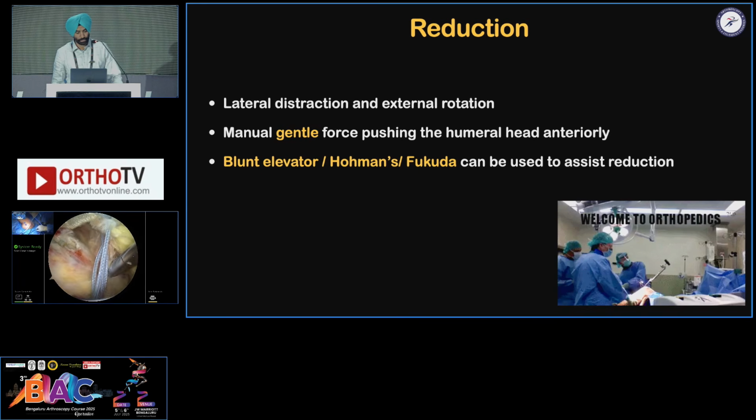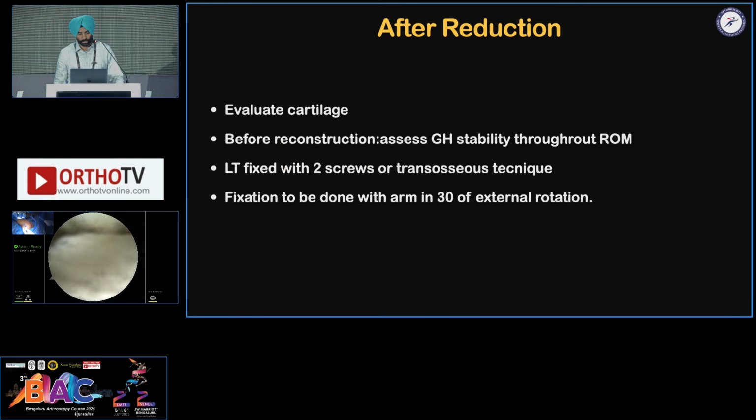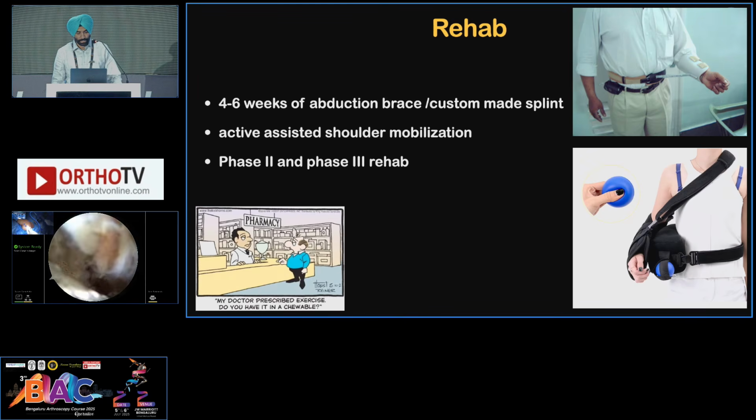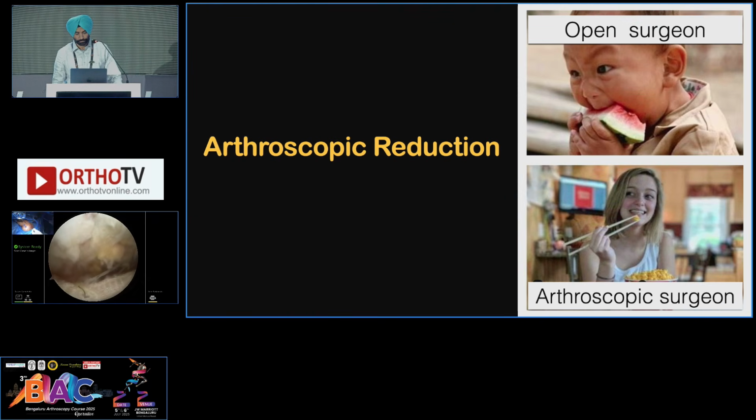So the reduction should be very gentle. We should not apply our full force while reducing the humeral head, because if we do it forcefully, we can actually cause a new fracture. After reduction, we have to evaluate the cartilage and fix the lesser tuberosity with 2 screws, or you can even use suture anchors. For rehab, we have to give either an abduction brace or a custom-made splint for 4 to 6 weeks, followed by standard phase 2 and phase 3 rehab.